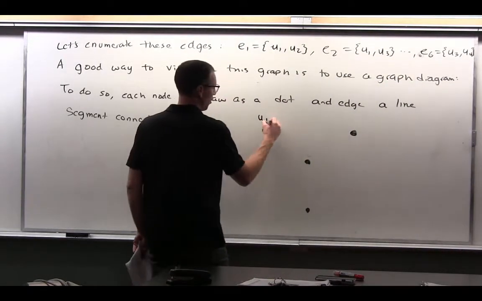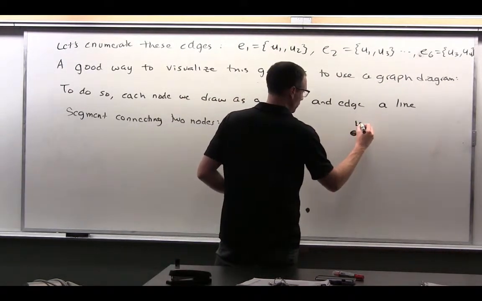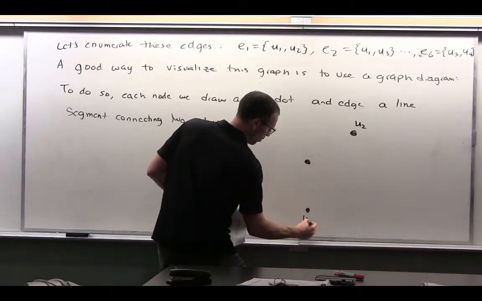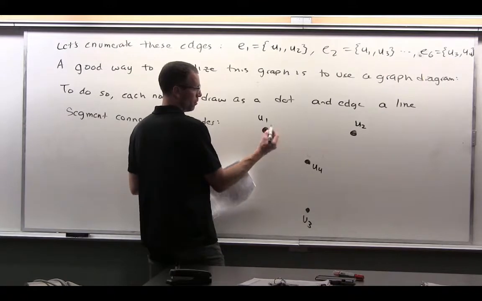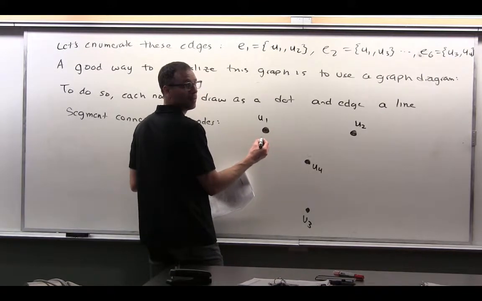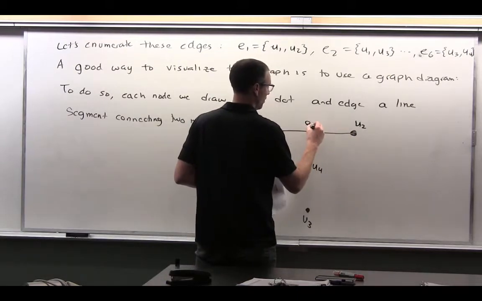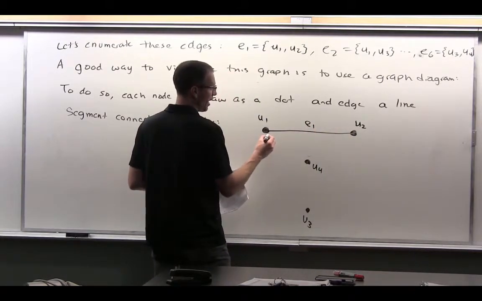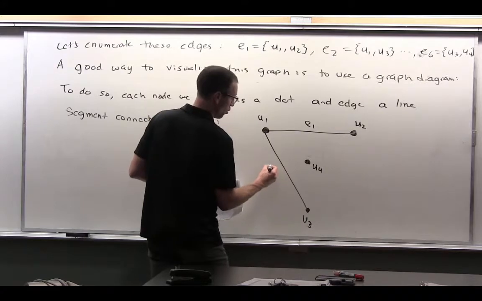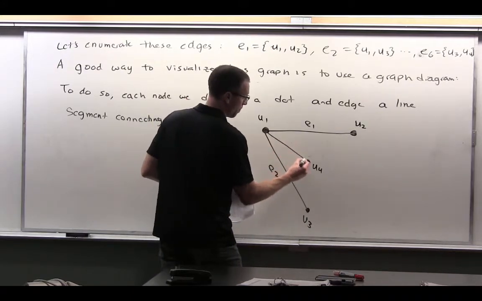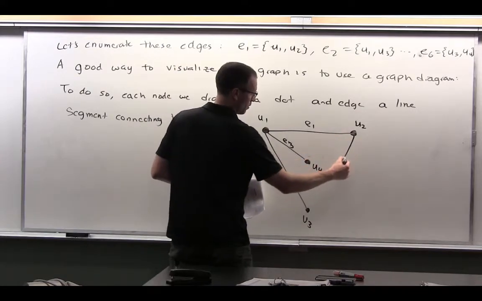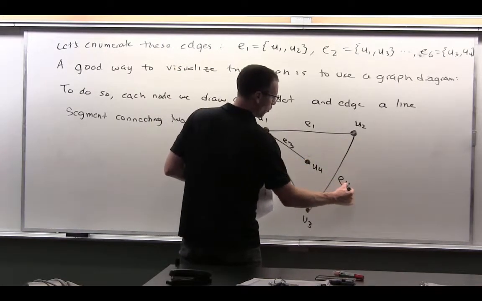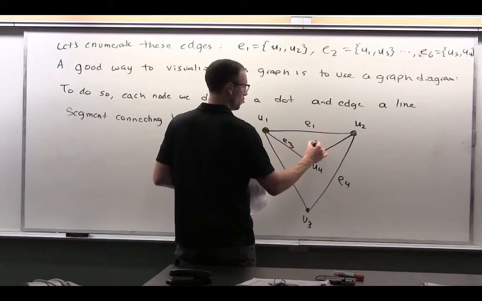Let's go ahead and label them. Let's call this U1. Perhaps we call that U2. Perhaps we call that U3. Perhaps we call that U4. Connect them. Edge 1 goes U1 to U2. Edge 2 goes U1 to U3. Okay? 2 to 3 is E4. E5.